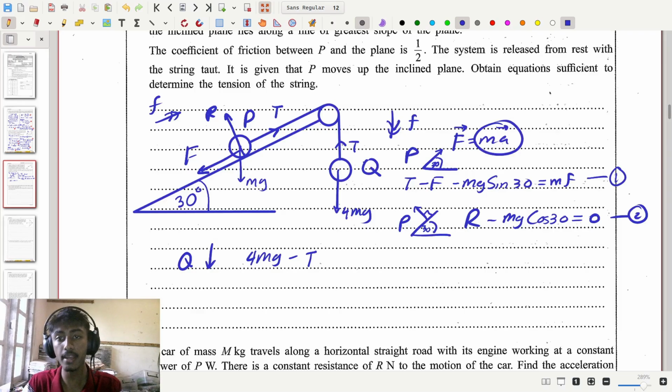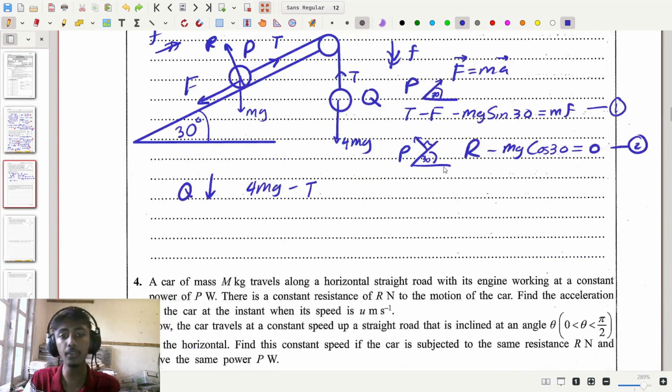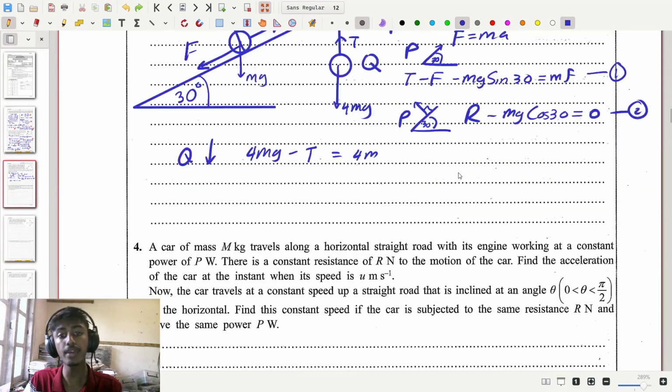Now for ma, the mass here is 4m. Recall that Q has a mass of 4m, and due to that, we have equals 4m times the acceleration, which in the downward direction is f, and therefore we get equals 4mf, and that's going to be equation number 3.